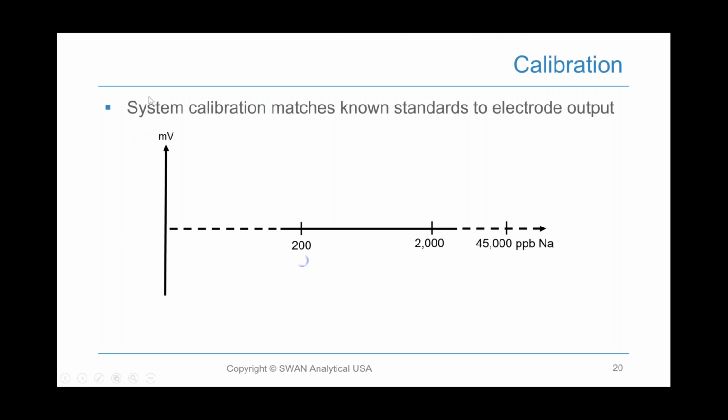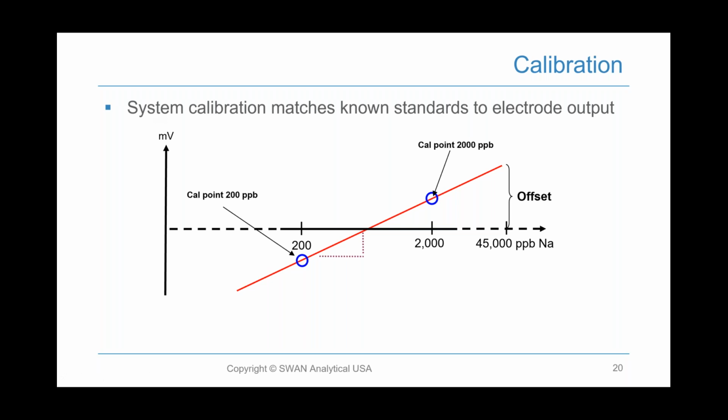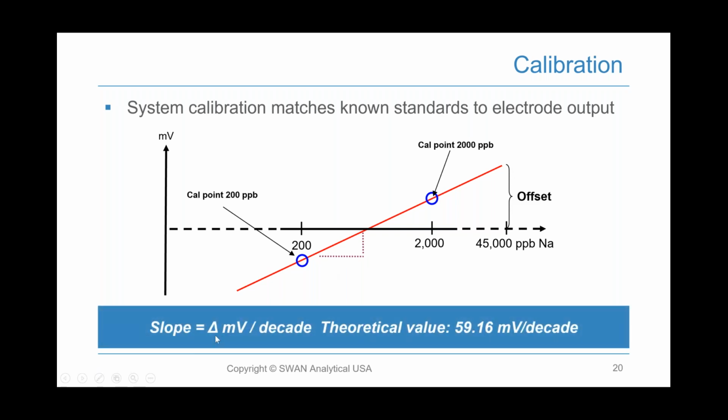Next, we'll talk about calibration. What you're doing there is introducing two standards. The second standard is 10 times the concentration of the first. In this case, we use a 200 and a 2000 ppb standard. When you do the calibration, the analyzer determines the offset here, which is influenced by the reference electrode, and it determines the slope of the electrode, which is the millivolt change per decade change in sodium concentration. The theoretical value at 25 degrees centigrade of a well-performing sodium electrode is 59.16 millivolts per decade change.